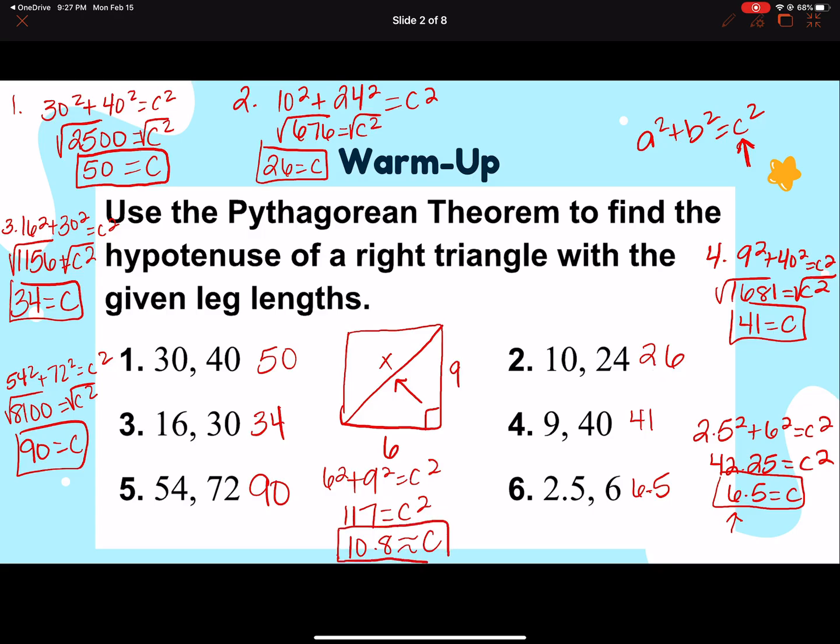Your assignment is going to ask you to do two things. It's going to ask you to round to the nearest tenth, and it's going to ask you to round to the nearest integer. So the nearest tenth is what I've done here.